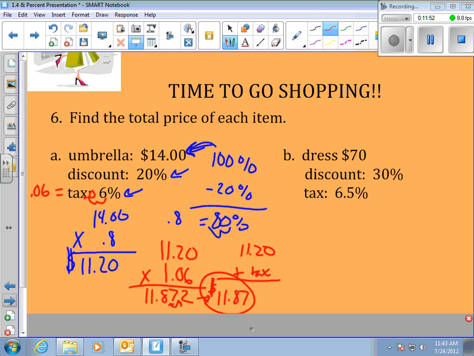11.87. Okay. Now, yes, there are other ways to do this, and you can do it whatever way you want as long as you get the right answer. This one over here is $52.19. So you can go ahead and try that one and see if you get it right.